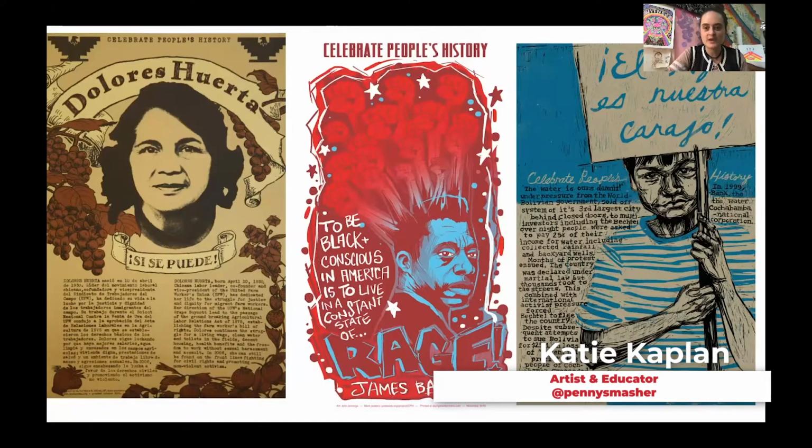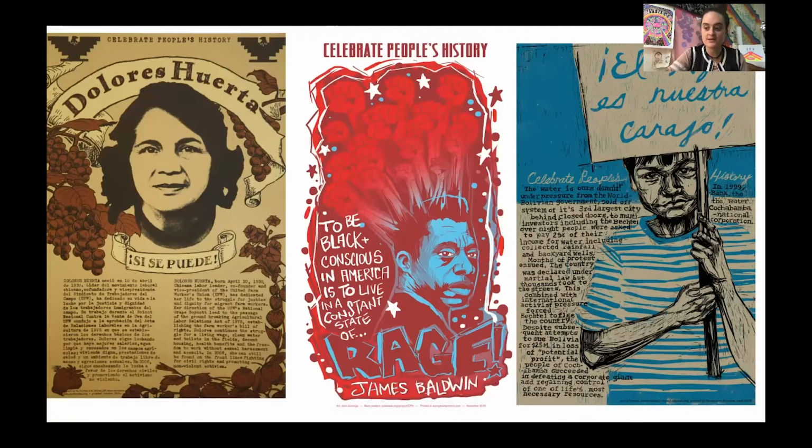So what we're going to be doing is using our skills in illustration, typography, and portraiture to make a poster design inspired by a project called the Celebrate People's History Project. We're going to make a design for a poster about a person who inspires you. That could be a person from history, someone from the present, or a person in your life, like a family or community member.